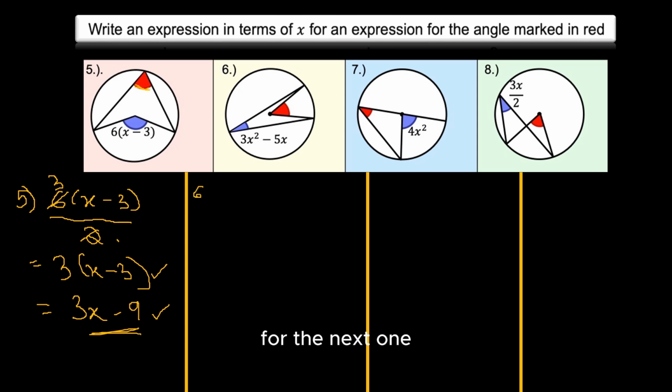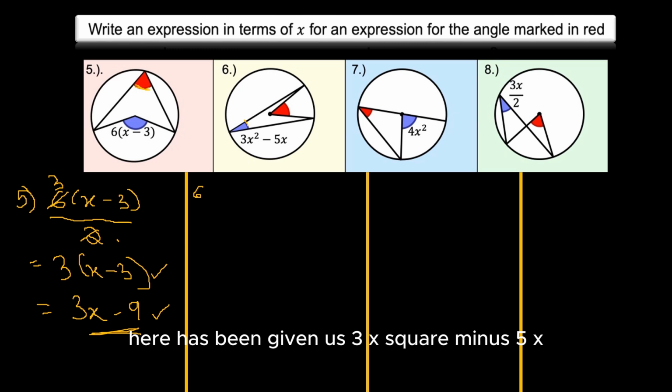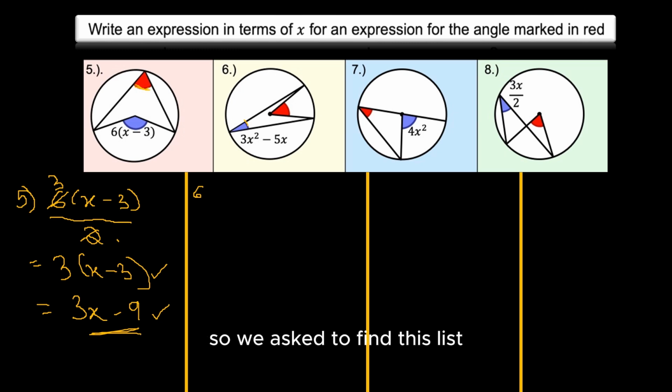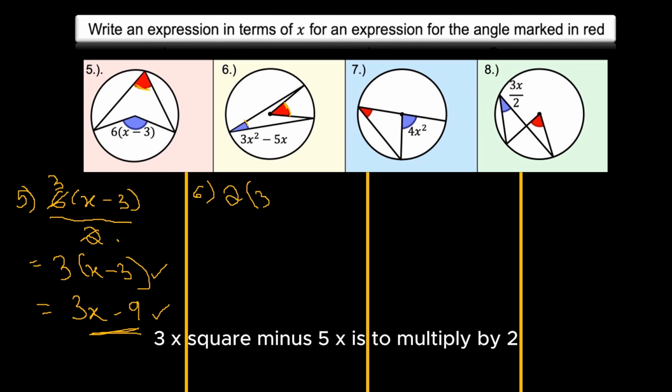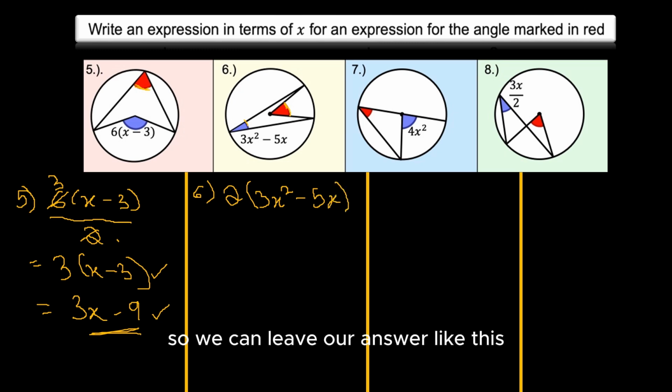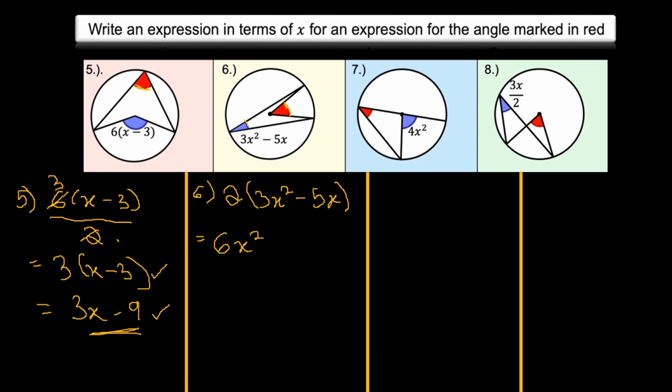For the next one, this angle has been given as 3x squared minus 5x. We're asked to find this angle, and we know from the law that this angle is twice of this. So what we need to do here is to multiply this 3x squared minus 5x by 2. We can leave our answer like this based on the factorization method, and at the same time we can expand. That will give us 6x squared minus 10x.